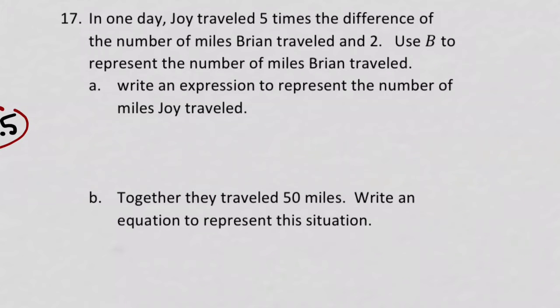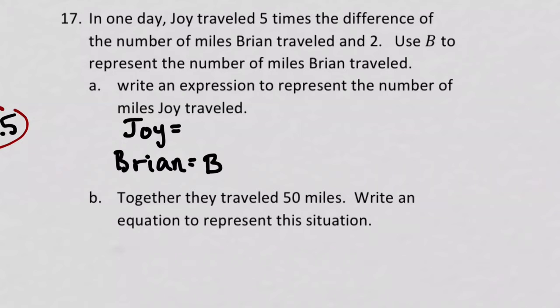Okay, 17. In one day, Joy traveled 5 times the difference of the number of miles Brian traveled and 2. Alright, that sounds a little complicated, so I'm going to start writing names. Joy and Brian are the two names that I see. It says use B for Brian. So there you go. They told you which one to use B for, Brian. Now Joy. That's the one that looks a little complicated.